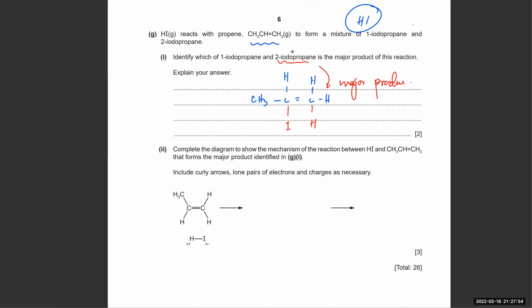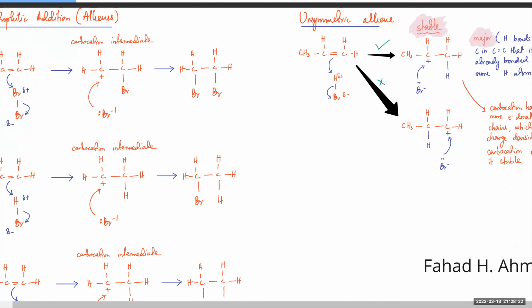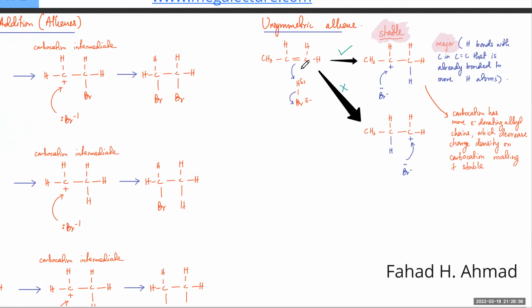And they're asking for the explanation as well. Now, the simple one-mark explanation for this is that 2-degree carbocations are going to be more stable, because they have more electron-donating alkyl chains. This explanation is also given in the notes I've sent you, that why do you have a major product? According to the reaction scheme, when you have an asymmetric alkene, the H has two options. It can either steal the electrons from the double bond and bond with this one, or it could bond with this one. Carbocations which are formed in the middle of the chain are more stable.